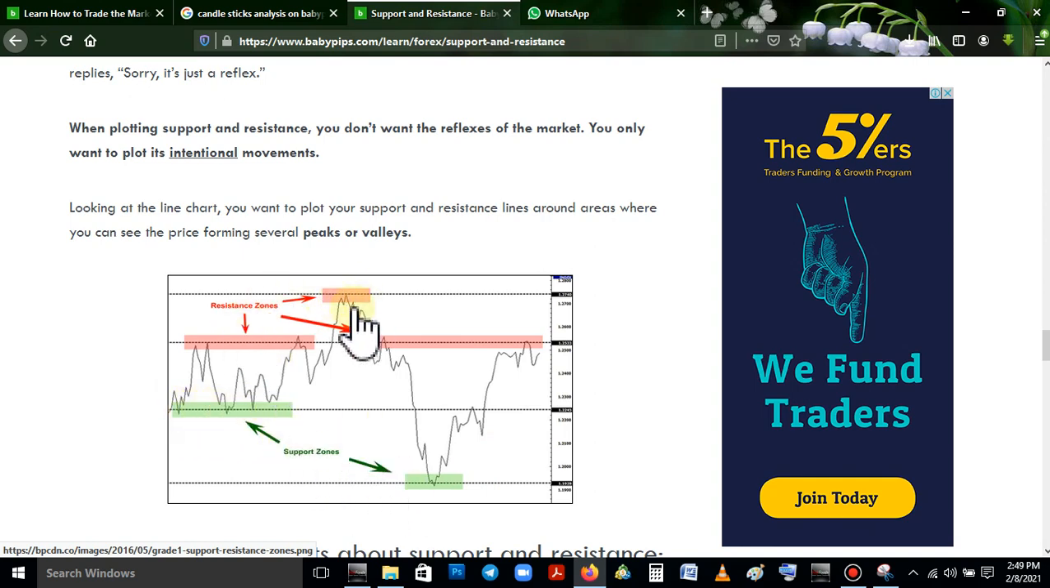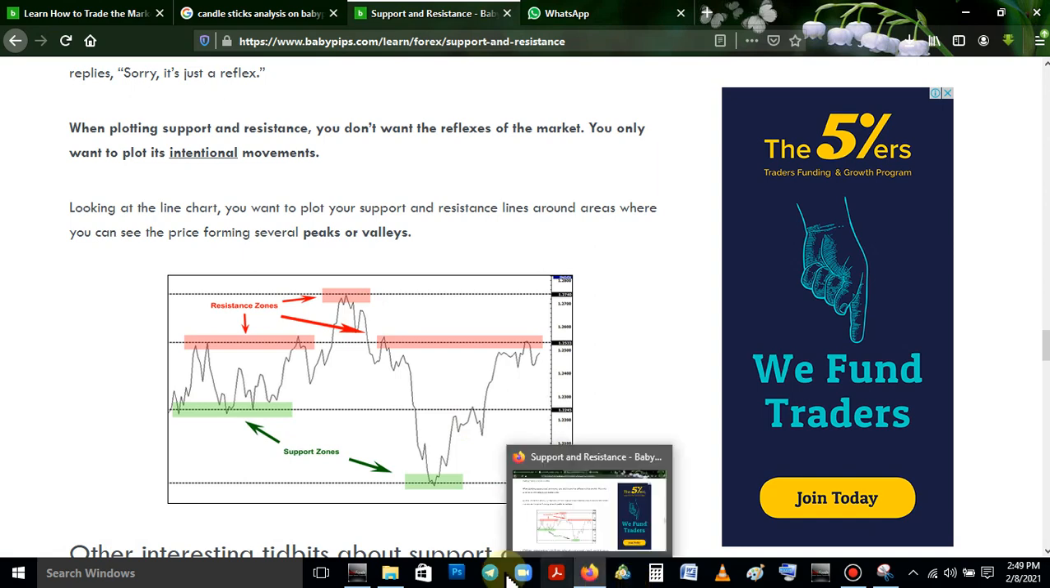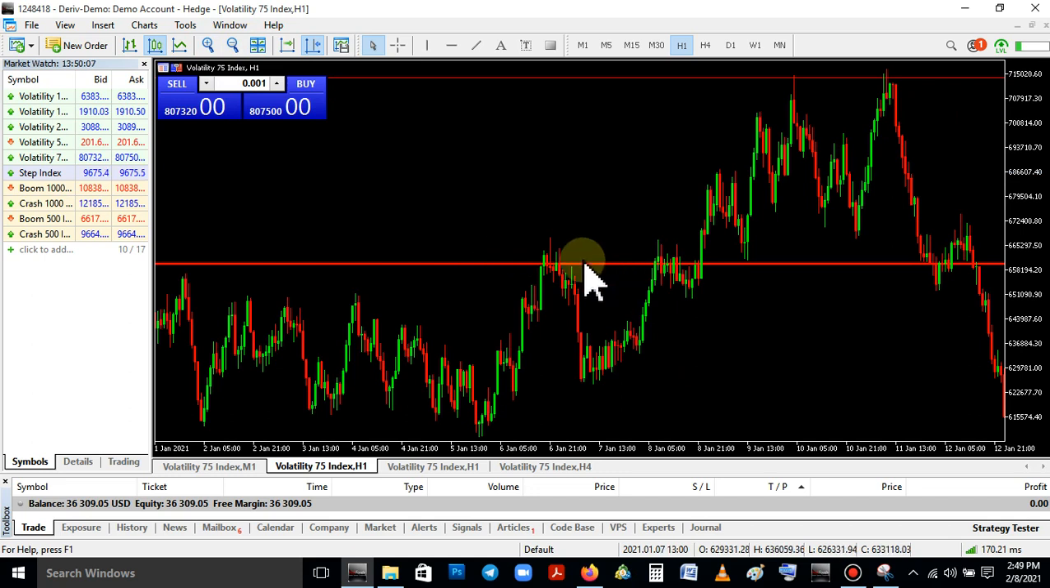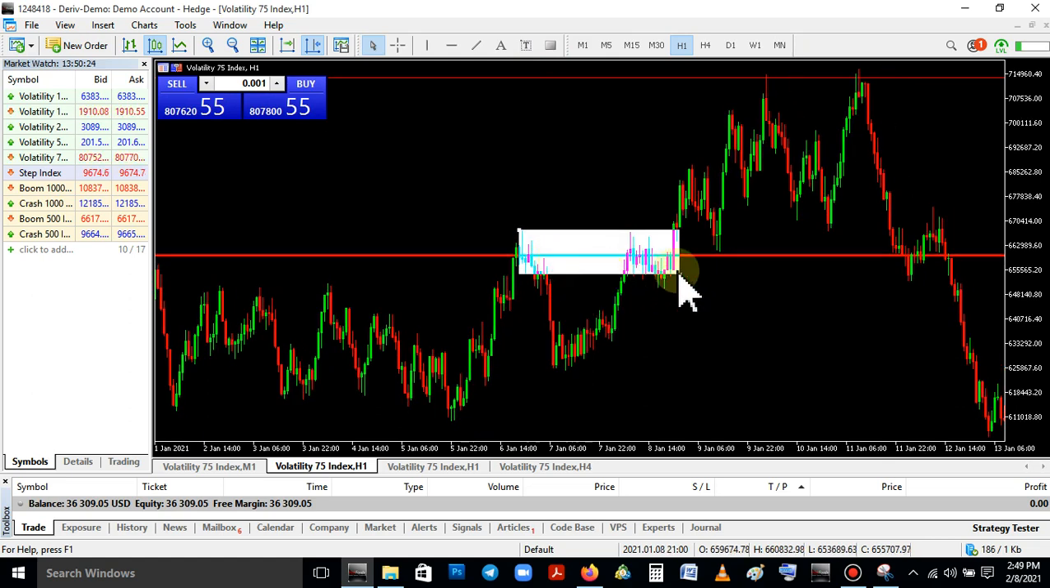This is a resistance zone. So what that zone means is this region. For example, this is not just a perfect line. This thing didn't just respect this perfect line, like this one too. So this region here becomes your zone. So you now get this. So you get a zone. Are you getting me? So you get a zone.